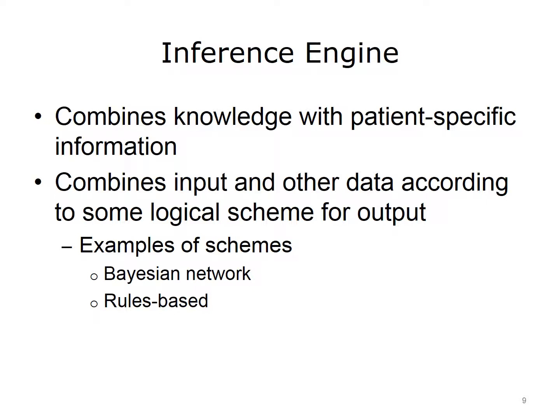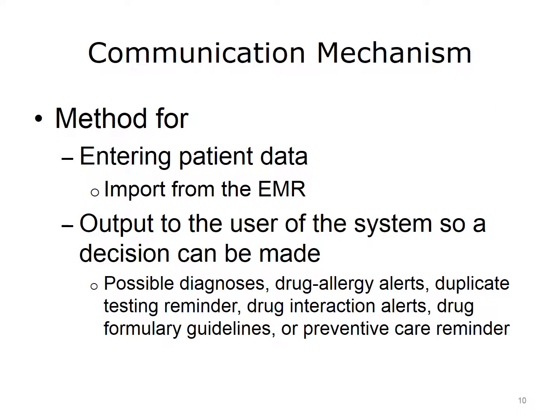A Bayesian network is a way to put Bayes' rule to work by laying out graphically which events influence the likelihood of occurrence of other events. As mentioned previously, in addition to Bayesian logic, clinical decision support systems may use other reasoning methodologies, such as rule-based approaches. The final system requirement is the communication mechanism.